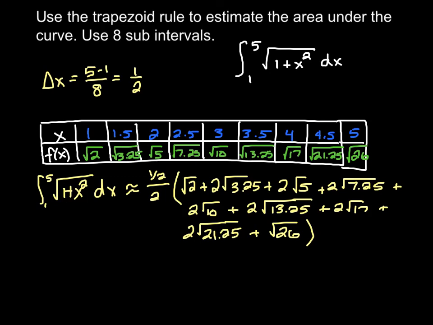Now we're going to add all those together and multiply by 1/2 divided by 2, which is 1/4, and we're going to get our approximate area. And after just hours and hours of plugging it into the calculator to make sure it's right, we get approximately 12.76. And that's the total area under the curve of the square root of 1 plus x squared from 1 to 5.